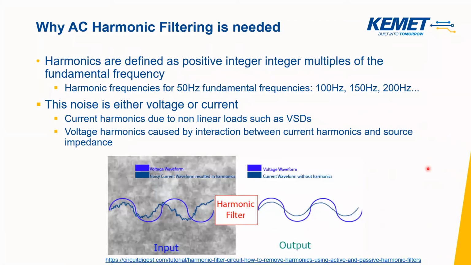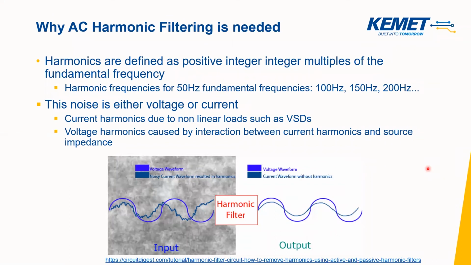Now we move on to AC harmonic filtering. Well, harmonics are defined as positive integer multiples of the fundamental frequency. So depending on what your fundamental frequency is, whether it's 50 Hertz or 60 Hertz, depending on where on earth you are, you would of course also have disturbances in its integer multiple frequencies.